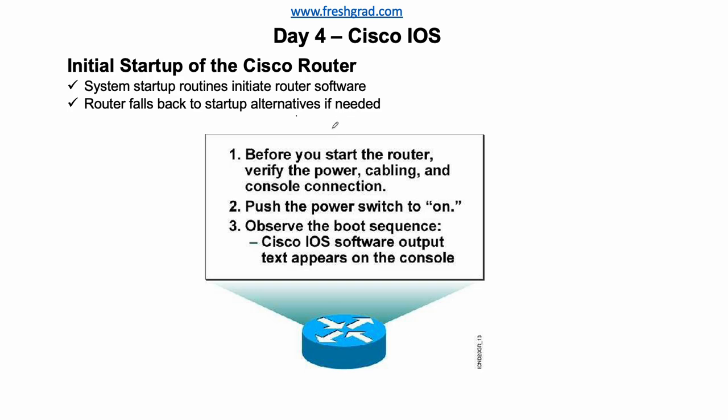Initial startup of the Cisco router: system startup, routine initial router software, falling back to the startup alternatives if needed. Before you start the router, make sure that power, cabling, and console connections are properly connected. Then you turn on the switch, and you observe what IOS version it's loading and what the configurations are.